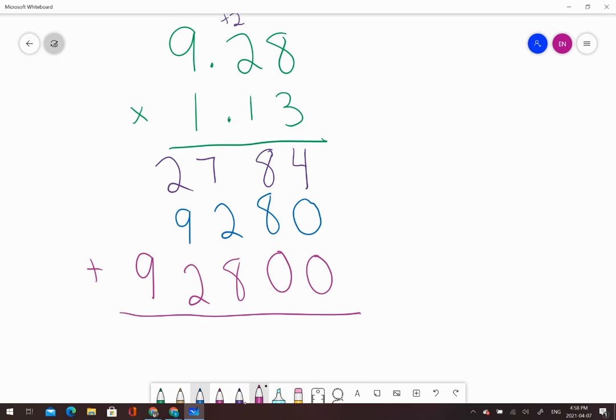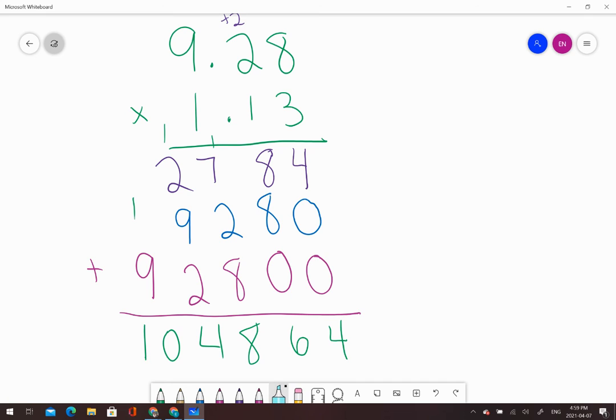So let's give this a go. 4 plus 0 plus 0 is 4. 8 plus 8 is 16. I need to carry my 1. 1 plus 7 is 8, plus 2 is 10, plus 8 is 18. 1 plus 2 is 3, plus 9 is 12, plus 2 is 14, and 1 plus 9 is 10.